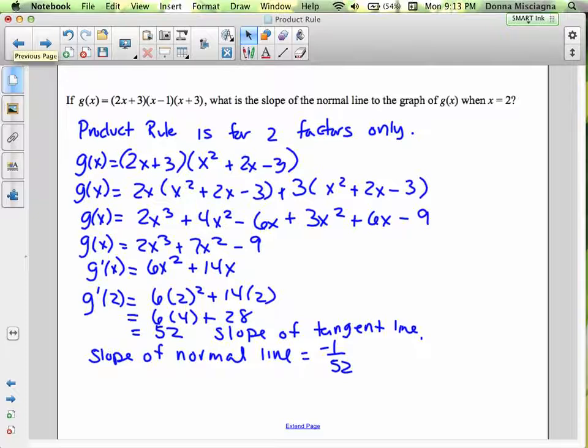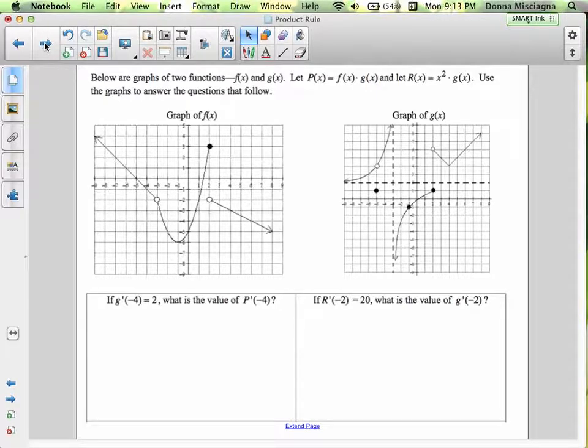All right, so let's look at some graphs now that we've done a lot of solving and lots of algebraic stuff. So below are graphs of two functions, f of x and g of x. Let p of x equal f of x times g of x. Let r of x equal x squared minus g of x. Use the graphs to answer the questions that follow.